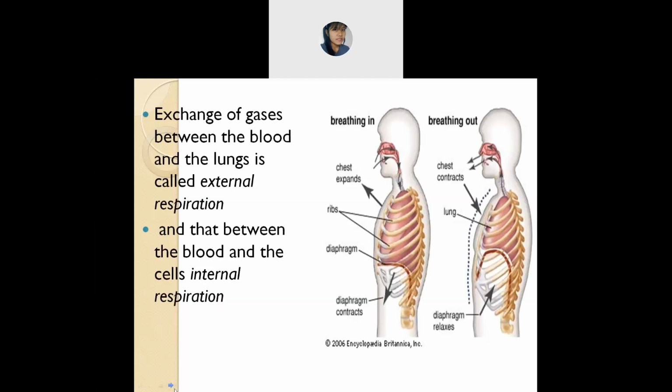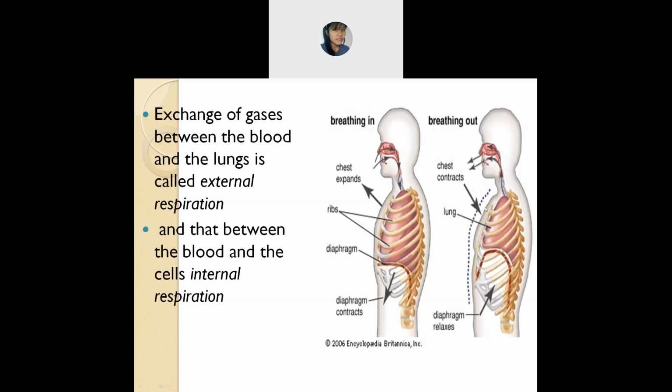So let us see now one by one. In the external respiration, that is breathing out, what you will find? You will find that there is usually exchange of gas here. That is in between what? In between your lungs and your blood. In between your lungs and your blood, there will be exchange.